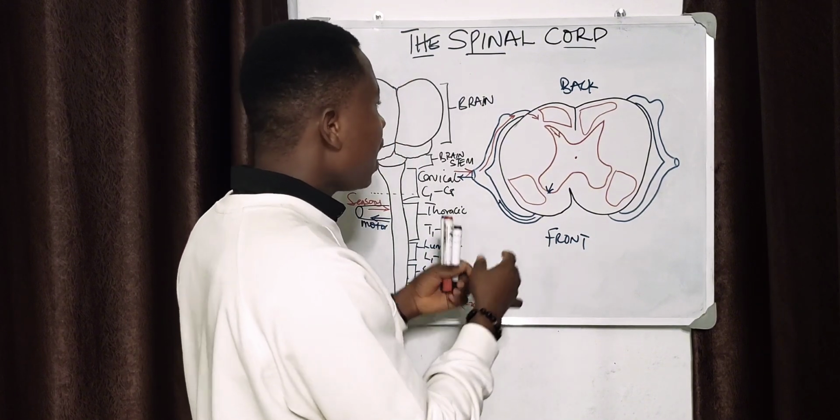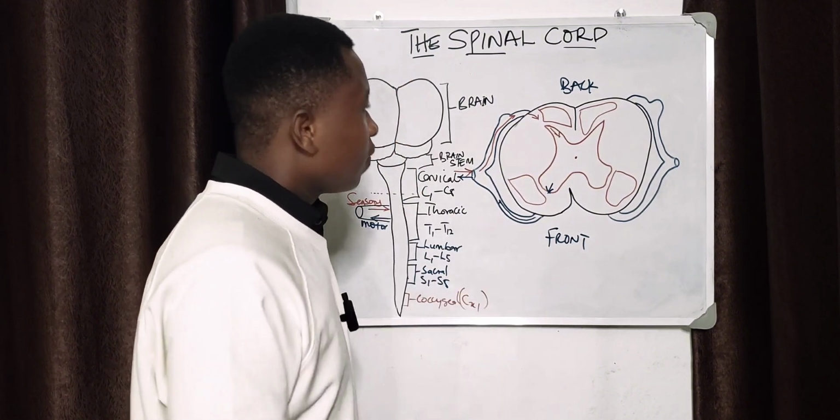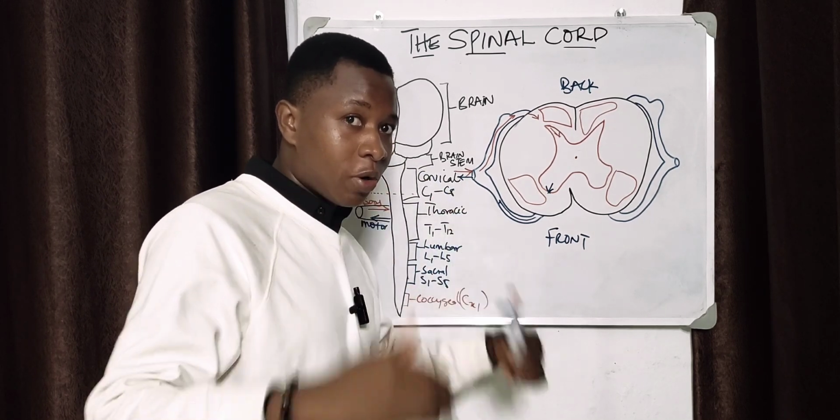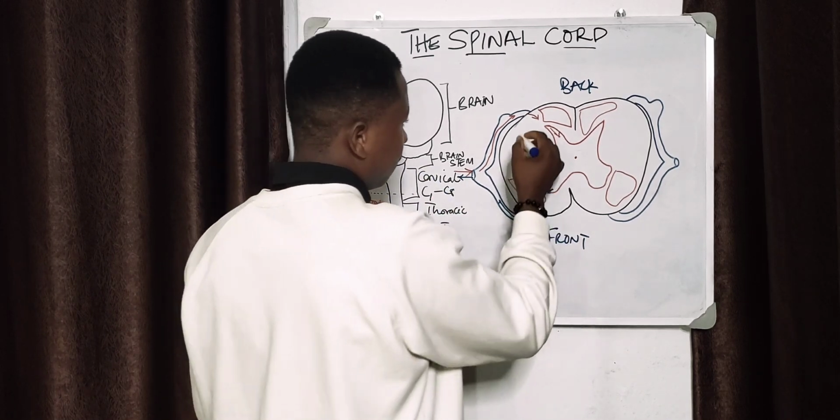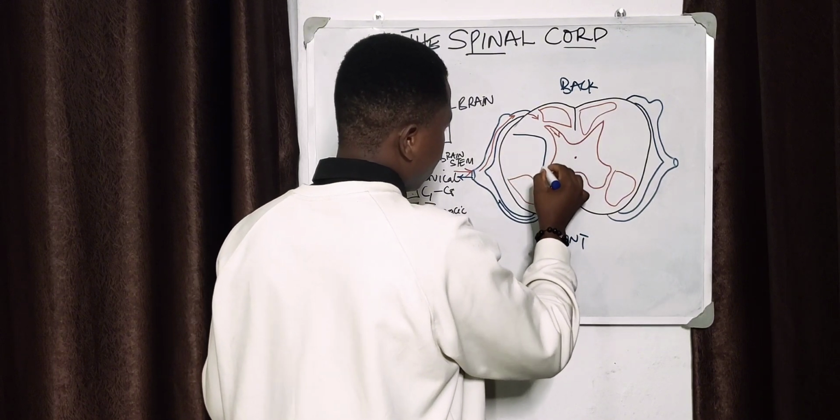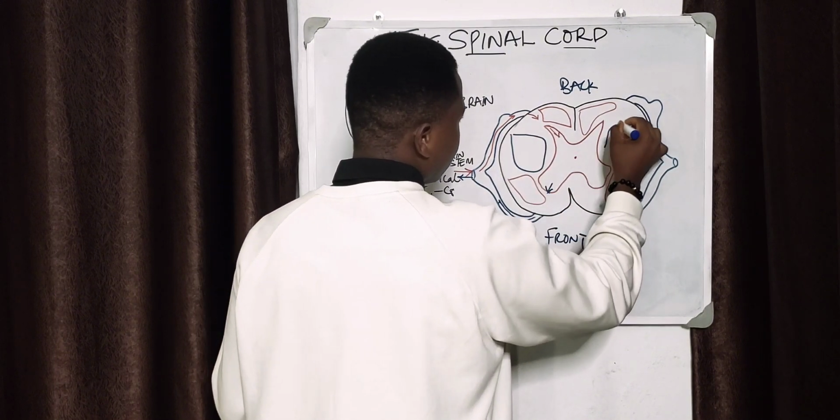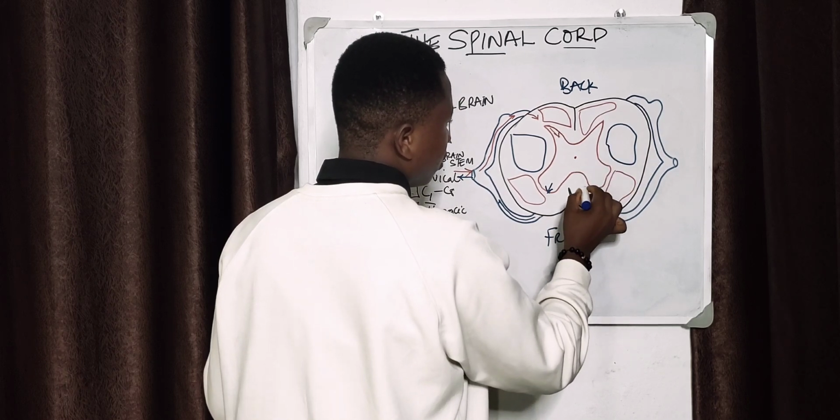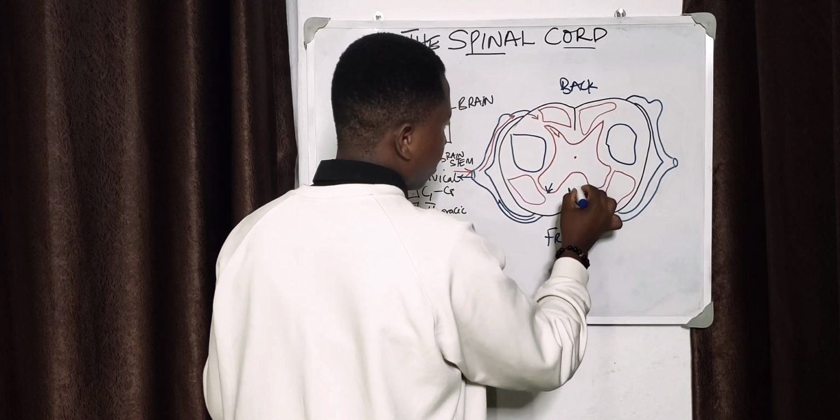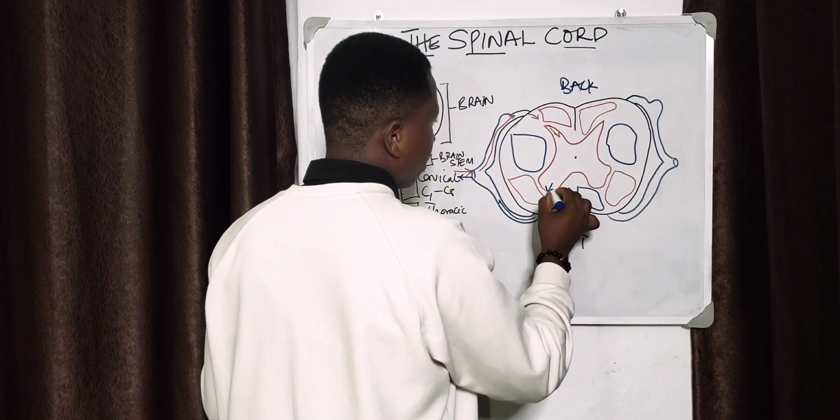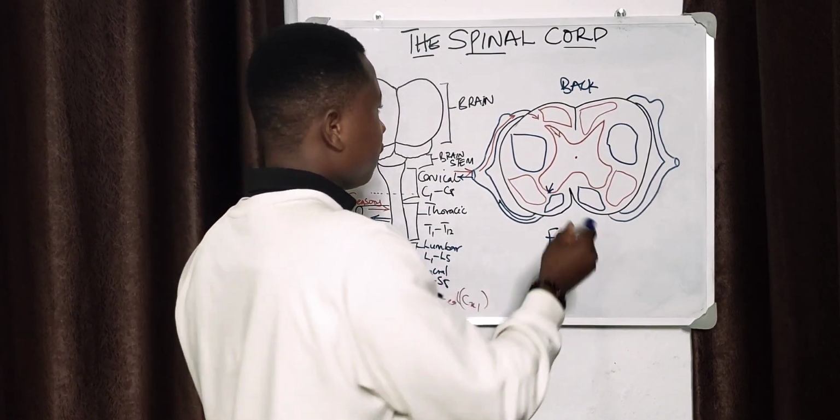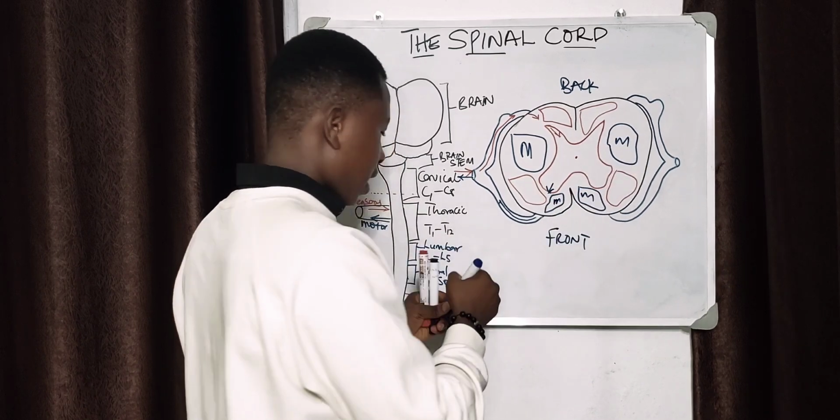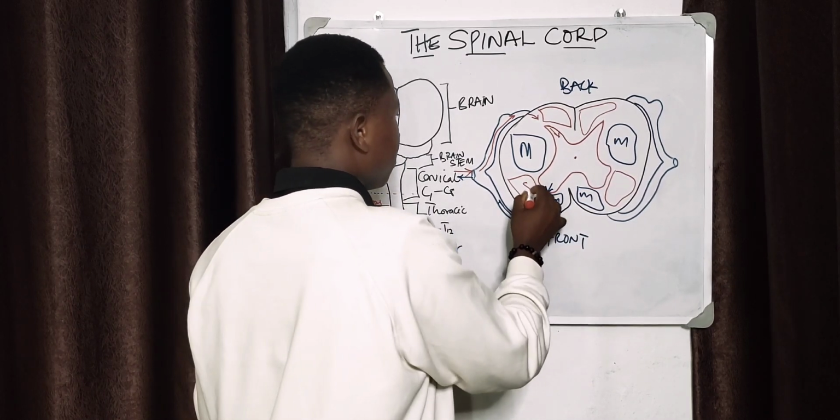All right. Now, looking at the motor information now. The motor information is going back from the brain to other parts of the body. So you have them here and here. So these are the highways for motor information. You have another here and here. So we have the highways for motor information and the highways for sensory information.